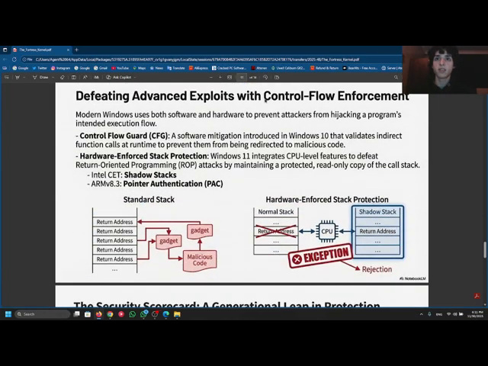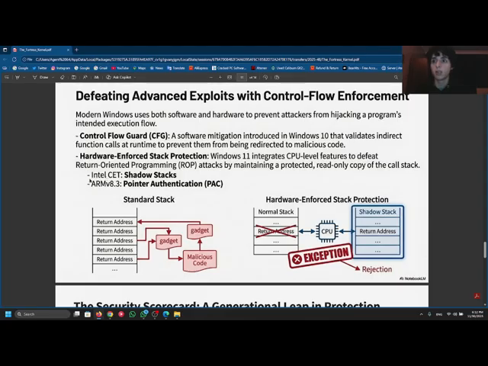Now, defeating advanced exploits with control flow enforcement. Modern Windows uses both software and hardware to prevent attackers from hijacking programs' intended execution flow. CFG, a software mitigation introduced with Windows 10, validates indirect function calls at runtime to prevent them from being redirected to malicious code. Hardware enforced stack protection was introduced with Windows 11, and it integrates CPU level features to defeat return oriented programming (ROP) attacks by maintaining a protected read-only copy of the call stack.